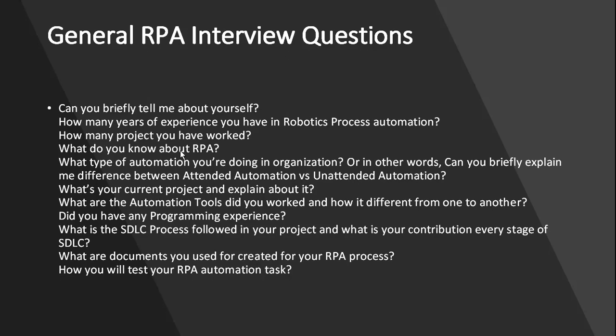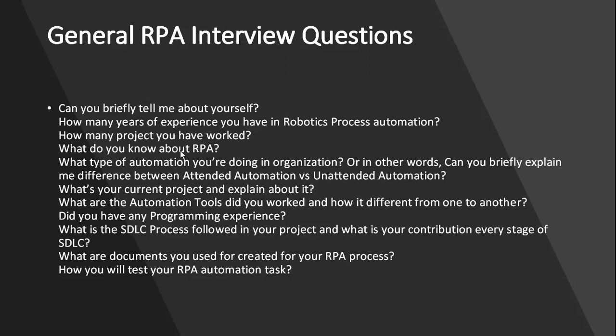So next question: what type of automation are you doing in your organization, or in other words, can you briefly explain the difference between attended automation and unattended automation? In automation we have headless automation. In 95% of automations the final goal is headless automation, which means the automation runs without user interruption, without developer interruption, without server administrator interruption. It will work separately, on a separate VDA or separate solution, on a separate server. That is the main purpose of headless automation.